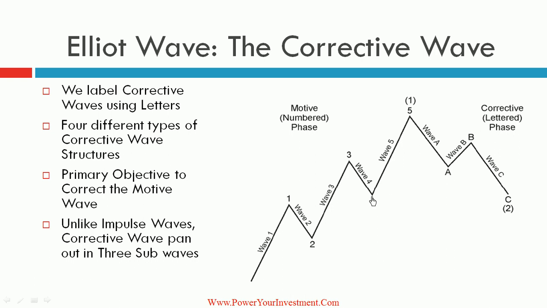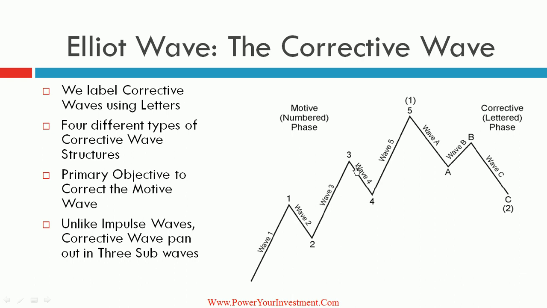Now basically there are four different types of corrective wave structures. As we progress further, we'll be discussing them in detail. The one thing which you have to keep in mind is that motive waves divide themselves into 5 subwaves, and the corrective waves pan out in 3 subwaves. So if we have wave 1, wave 2, wave 3, wave 4, wave 5 for a motive wave, we have wave 1, wave 2, wave 3, that is a 3 wave structure for corrective wave.